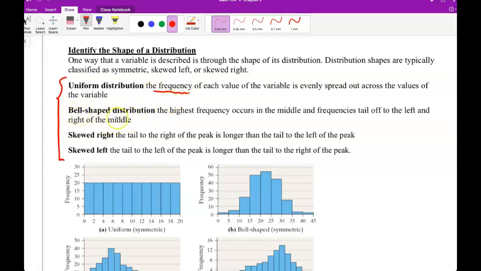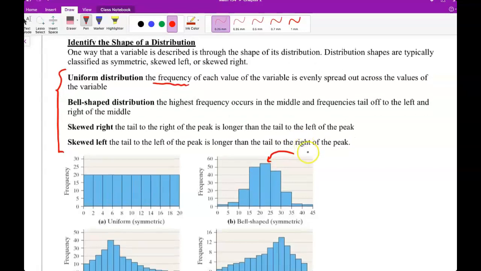The next one, bell-shaped. The highest frequency is in the middle. So this one is the highest frequency that we have. That is bell-shaped.